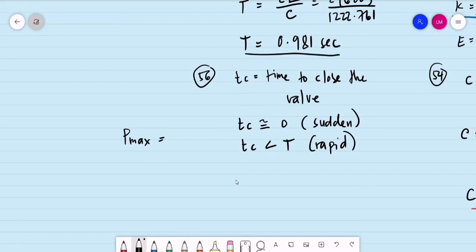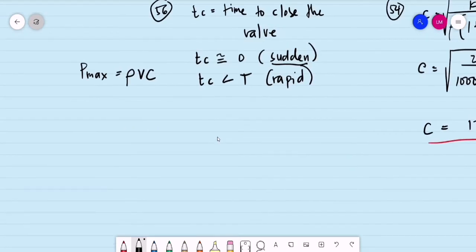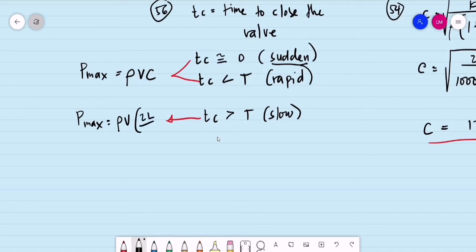For sudden and rapid closure, how do we compute the maximum pressure? The maximum pressure is equal to the density of water, times the velocity of flow, times the celerity. Sudden is the same as instantaneous. Slow closure is when T sub C is greater than the round trip time. How do we compute the maximum pressure in the pipe? The maximum pressure is equal to rho times velocity multiplied by twice the length divided by the time of closure. So those are our two cases.